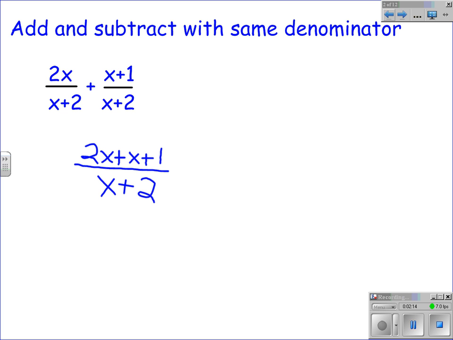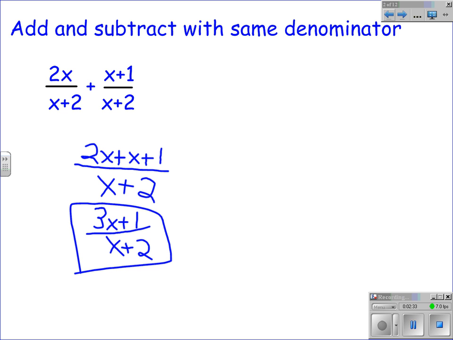What's going to be my numerator? What's it going to look like, Brandon? 3x plus 1. We're going to have 3x plus 1 all over the x plus 2. Can you factor the numerator at all? No? Then we have nothing that we can cancel between numerator and denominator. We're done with that one.